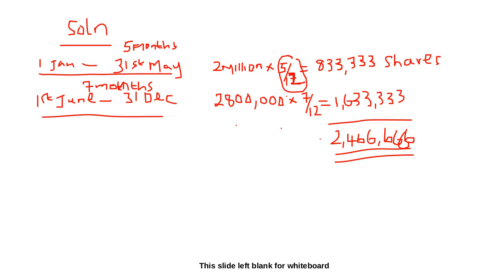Then we are told that the company has 750 million shares, where every share is 5 shillings. Then we are required to calculate the earnings per share.